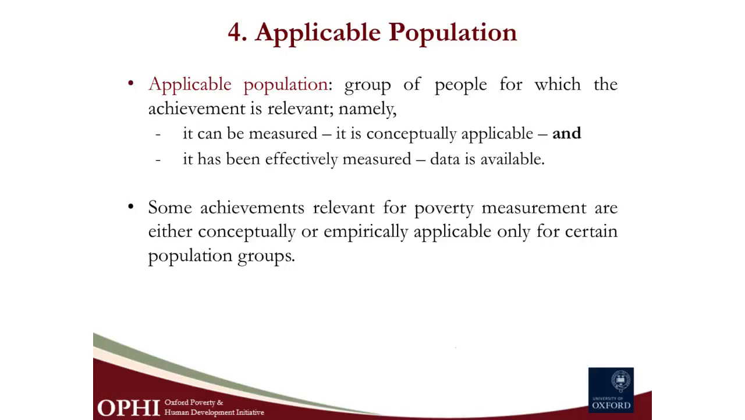So what's the applicable population? The applicable population of an achievement is the group of people for which this achievement is relevant. And this entails two conditions. First, the achievement can be measured; in other words, it is conceptually relevant. I'll give examples. Second, it has effectively been measured. We have data.